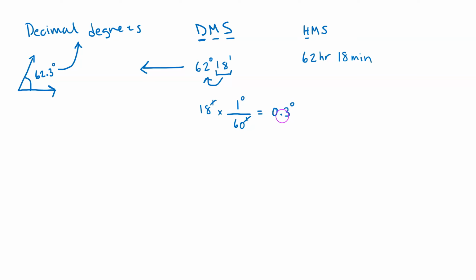Then what you do is you add that to the number of degrees that you had. So you have 62 degrees. We converted the 18 minutes into 0.3 degrees. We add those together and get 62.3 degrees. Let's go ahead and do a second example. Let's say we have this angle here, and we're told that it is 10 degrees, 30 minutes, and 36 seconds. So it's an angle that's more than 10 degrees, but not quite 11 degrees, so we're reporting the minutes and seconds. This is DMS, degrees, minutes, seconds, and we want to go into decimal degrees.